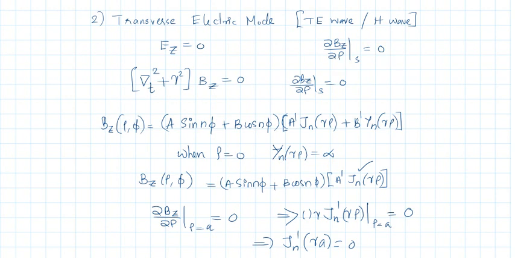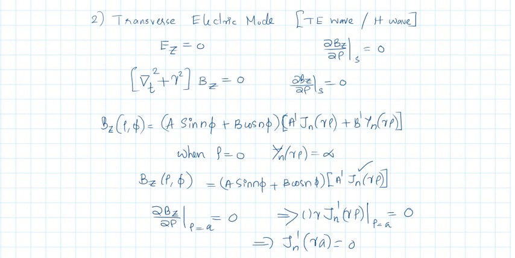What is the wave equation? Del T square plus gamma square Bz equal to 0. So the same solution as that of TM mode, you will get Bz of rho phi equal to an oscillating part and a Bessel function. Again, Yn of rho at rho equal to 0 is infinity, so this is not an admissible solution. So Bz of rho phi is equal to A sin n phi plus B cos n phi into A prime Jn of gamma rho.